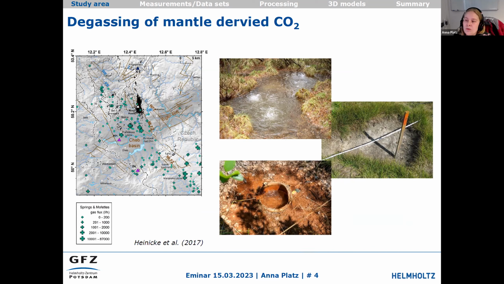In the wet mofette, the gas is transported to the water, and the dissolved CO2 in the water causes an increase in the electrical conductivity.